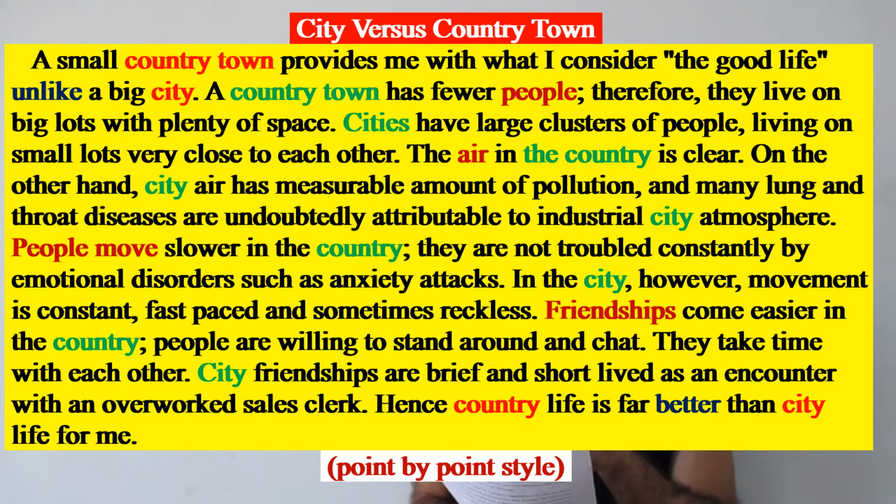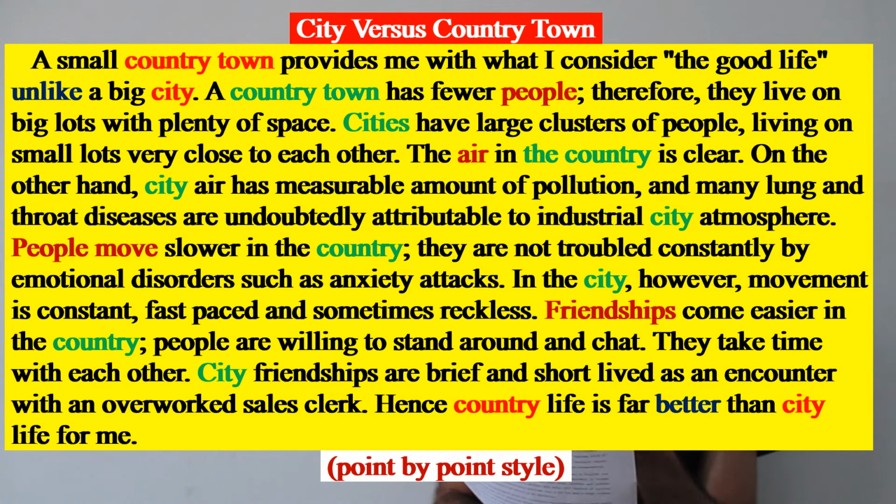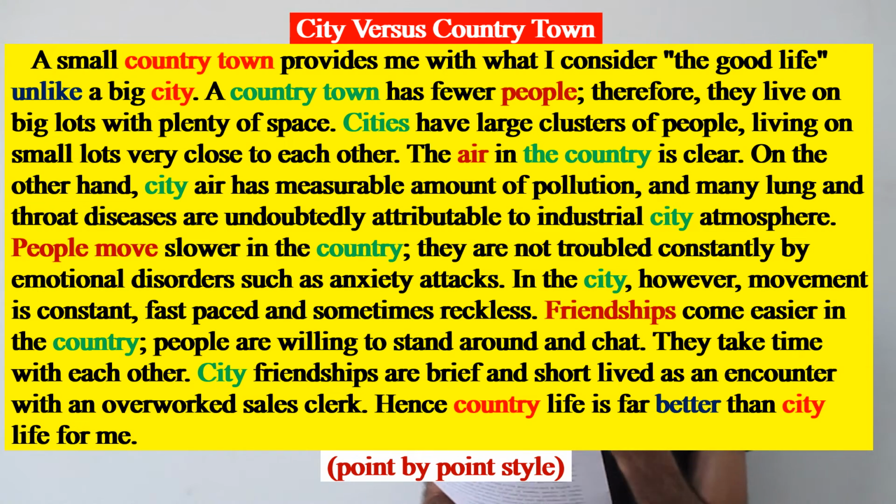Clear? Then the air is the second point of contrast here. The air in the country is clean. On the other hand, city air has a measurable amount of pollution, and many lung and throat diseases are undoubtedly attributable to the industrial city atmosphere. Right. So here also he introduces the second point, which is the air, and he shows how the country town is different from the city in terms of the air. He says that air in the country is clean and clear, and in the city is polluted.